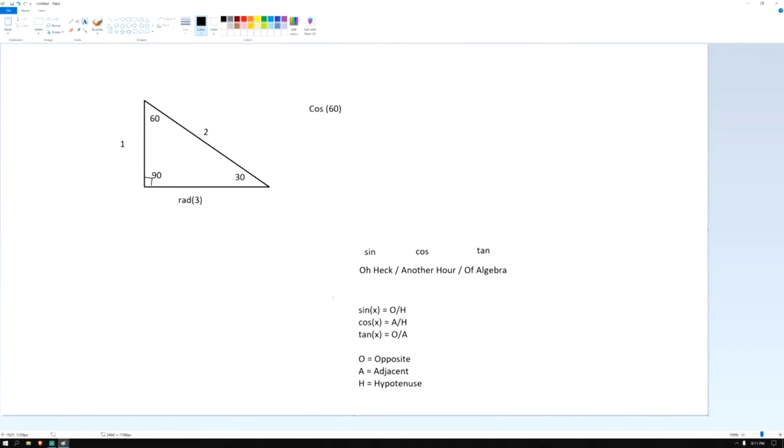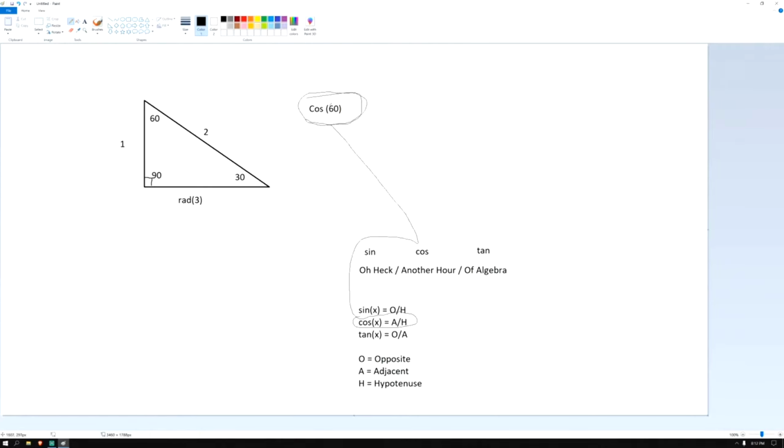So what do we do? Cosine of 60, right? I'm just going to circle it. Cosine of 60 up here. So we go cosine, we come down here. Cosine is the second one, so A and H, which is right here. Cosine of x equals adjacent over hypotenuse.